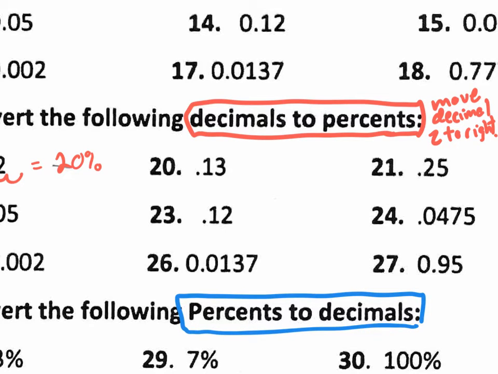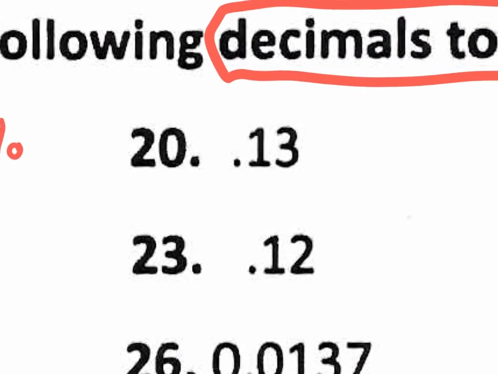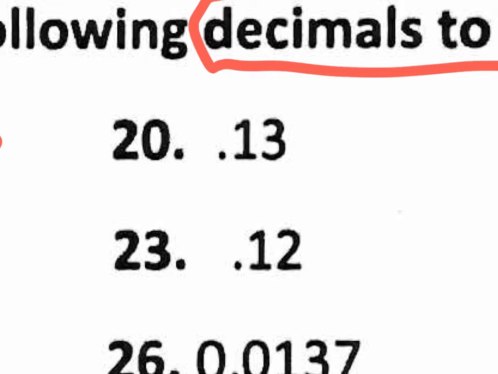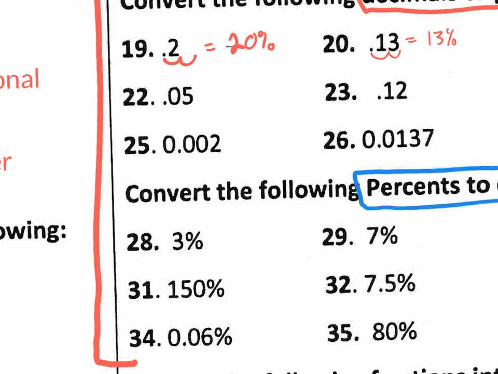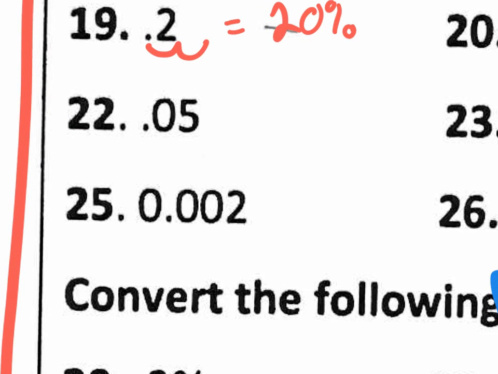So let's stick with these first ones, decimals to percents. On every single one of these, you're going to move 2 to the right. Ivan, what does this become as a percent? 13%, Ivan. Got it? Make sure you jot that down. All right, let's try another. Number 22, what's that going to be? 5%, that's right. 1, 2, it becomes 5%, right?